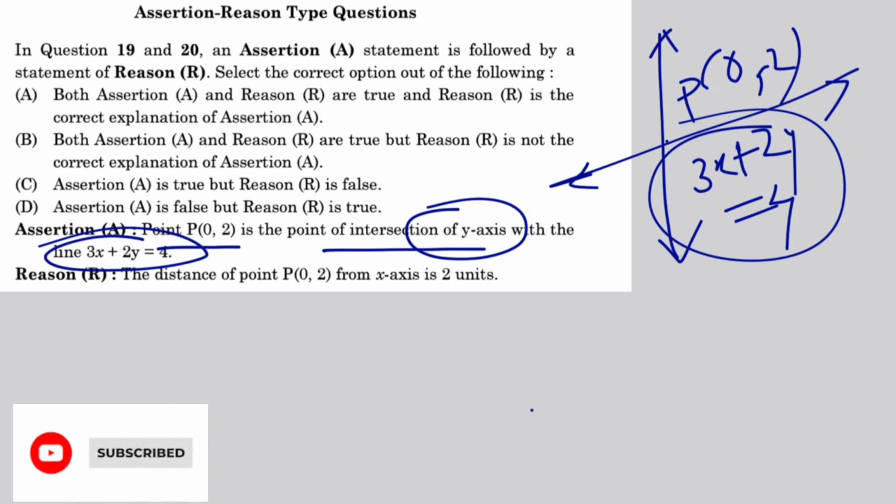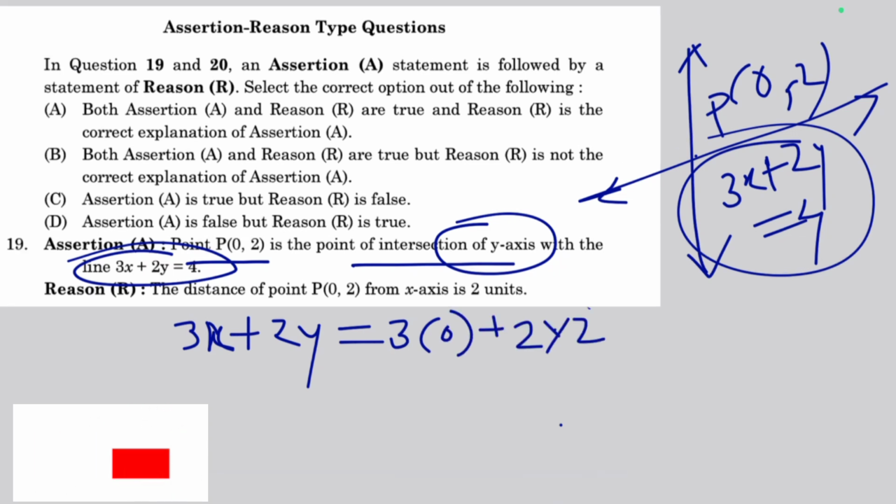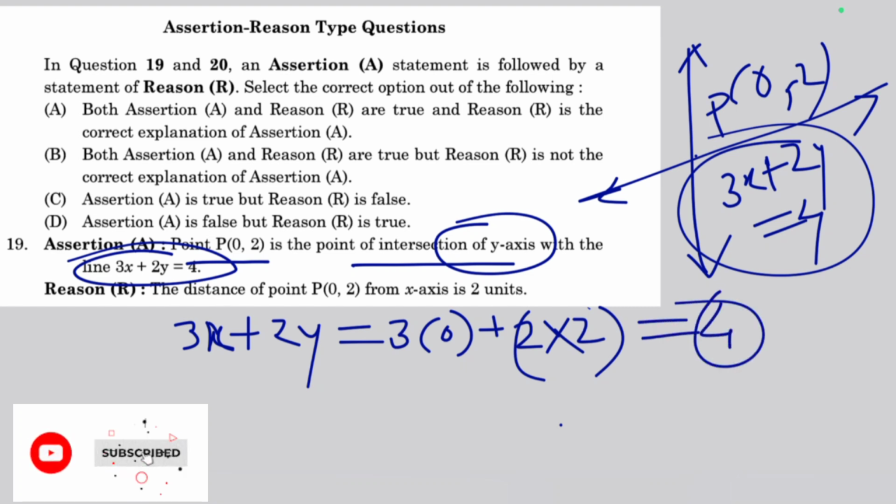If I have to check whether this statement is correct or not, I will put the coordinates of the point P in the given equation of the line. Listen carefully. On the LHS, we write 3x plus 2y, equal to 3 into 0 plus 2 into 2. I am putting the coordinates of P here. What is the answer? 4. So we got 4 on the RHS. So yes, it is the point of intersection of the y-axis with the given line, and our assertion is correct.